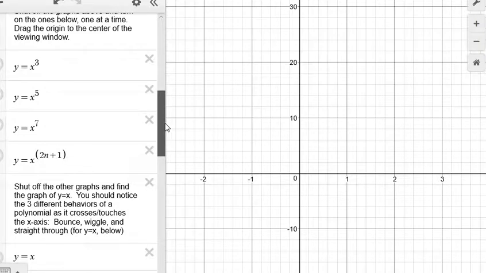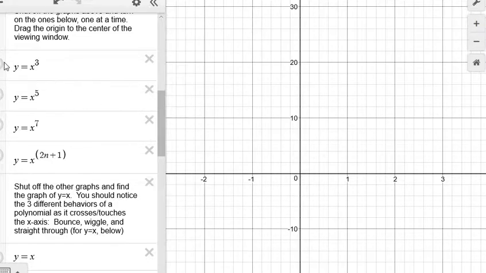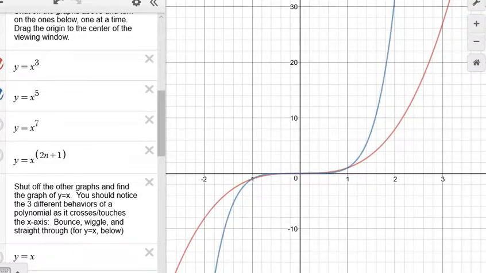Let's take a look at some odd roots, though. In this case, y equals x cubed. This is a graph that's going to touch the origin right here at 0, 0. What's the multiplicity of my 0 at the origin going to be? 3. So I get a graph that looks like that. And then x to the 5th looks like this, and x to the 7th, and so on.